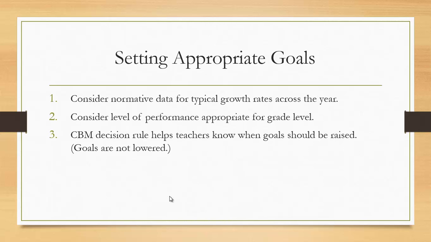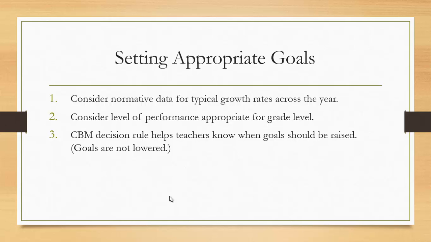We really need to look at normative data as well. So most CBMs also come with normative data. How many digits correct are typical third graders achieving? And to compare it based on that, because we really ultimately are trying to close that gap between student performance. So we want to look at how far away they are from the norm and how much they need to be growing in order to shorten that gap between their performance and their peers' performance.